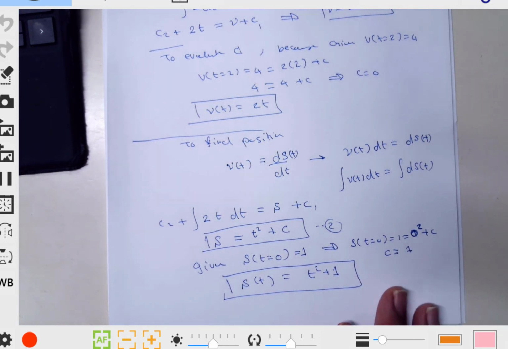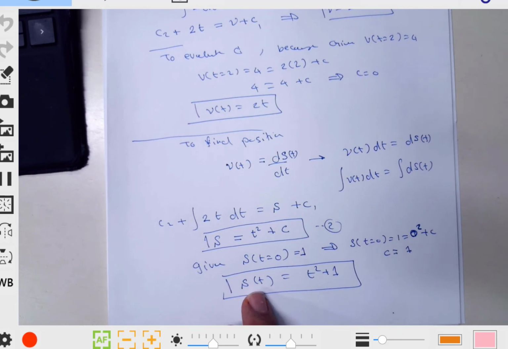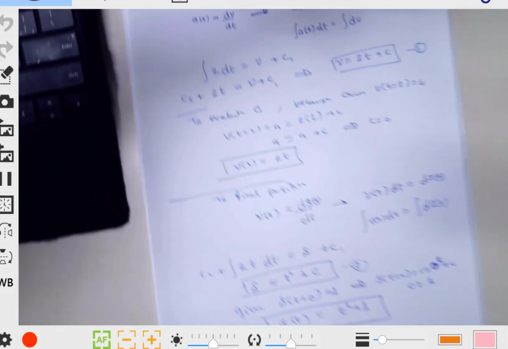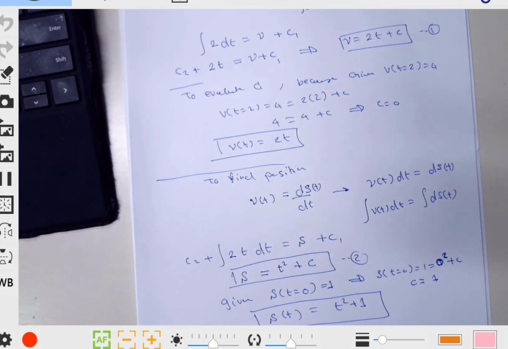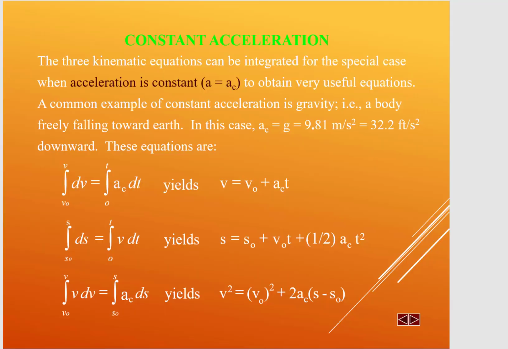One thing you have to notice here, I just reversed the two examples. This example is in fact the reverse of the previous example, and hopefully that gives you some insight into thinking about the relationship between position, velocity, and acceleration in either direction, whether it's integration or derivation.